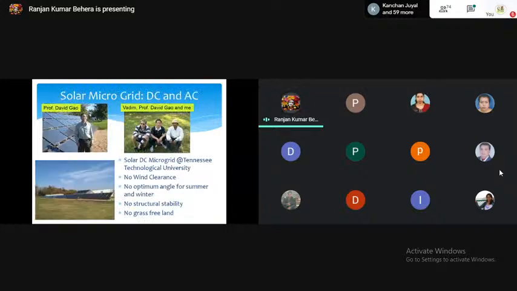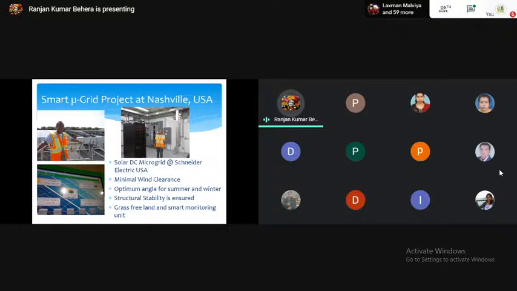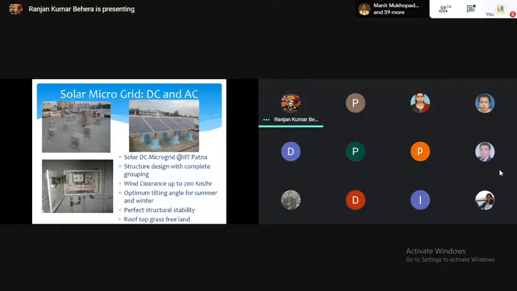And there are a few projects we developed. One is at Tennessee Technological University, where there were a few challenges in this project. And this project did not run long, it was destroyed. And then the second one, we have developed a big solar plant, a Solar DC Microgrid in the USA, and there is a very beautiful design with good infrastructure as well as the smart solar plant.